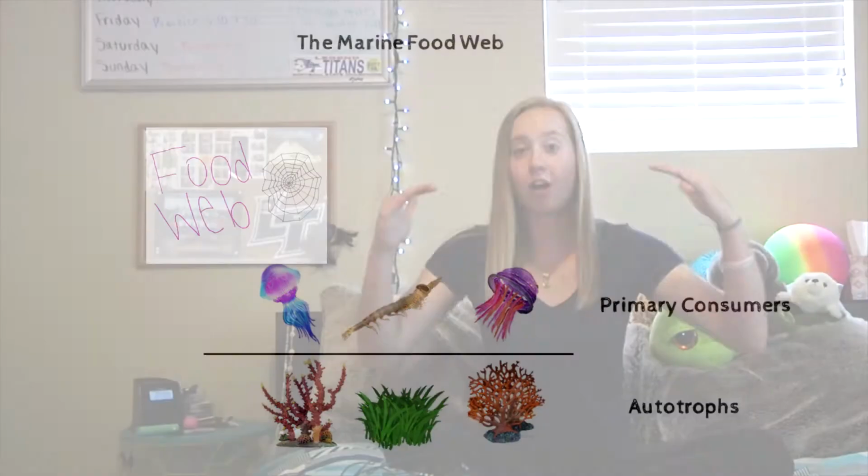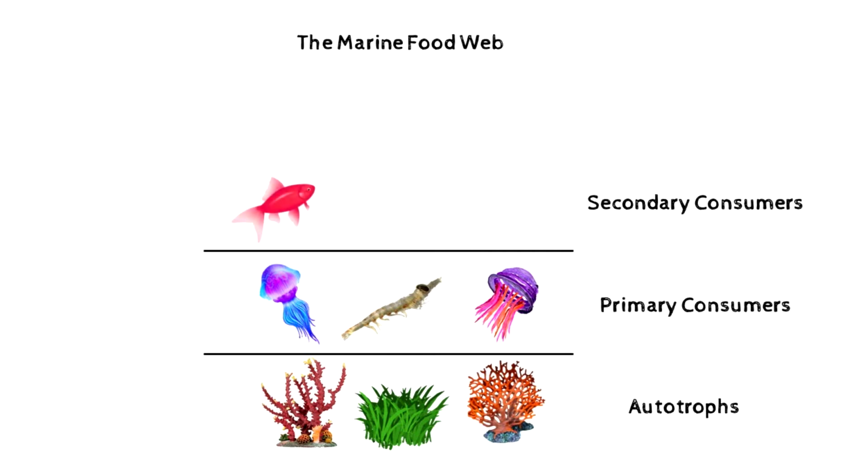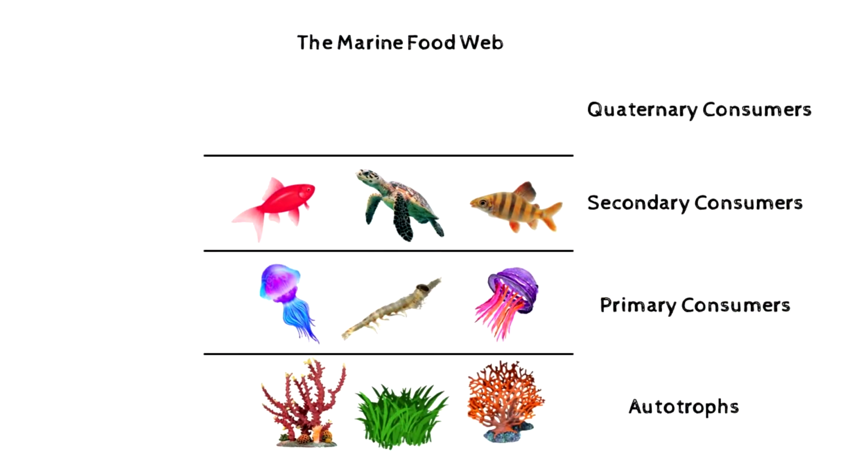Next are the carnivores, or secondary consumers. They get their energy by eating the krill and the jellyfish. These are animals like sea turtles, octopus, or fish. Finally, there's the top predators, or the quaternary consumers. These are sharks, whales, and dolphins.